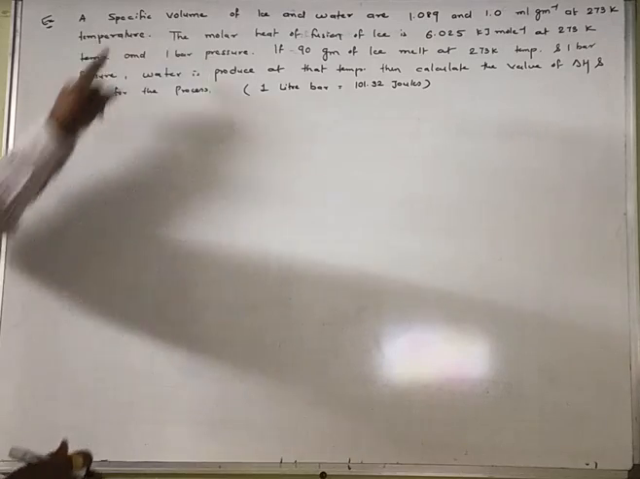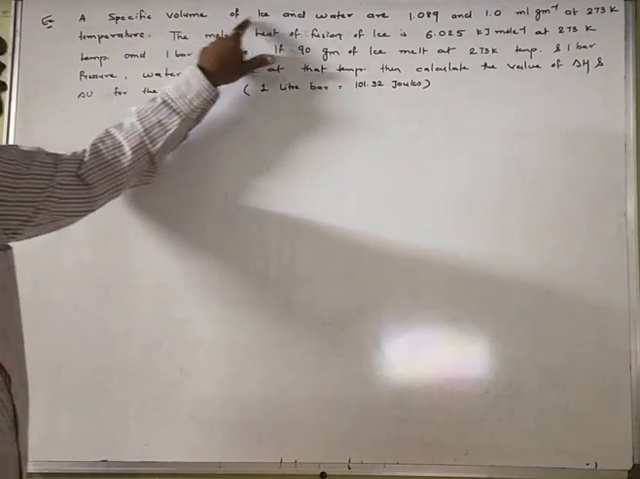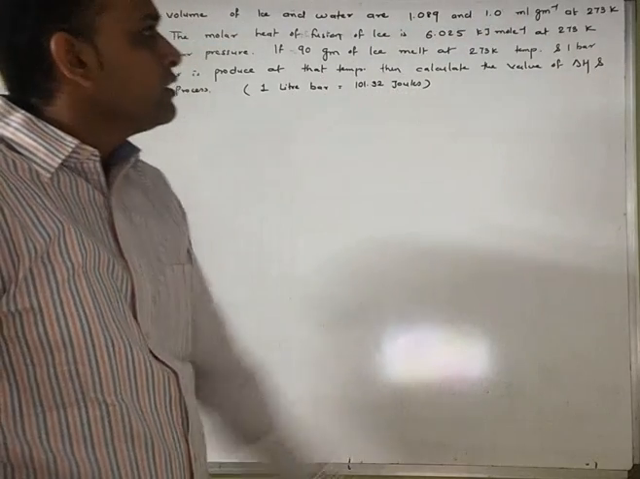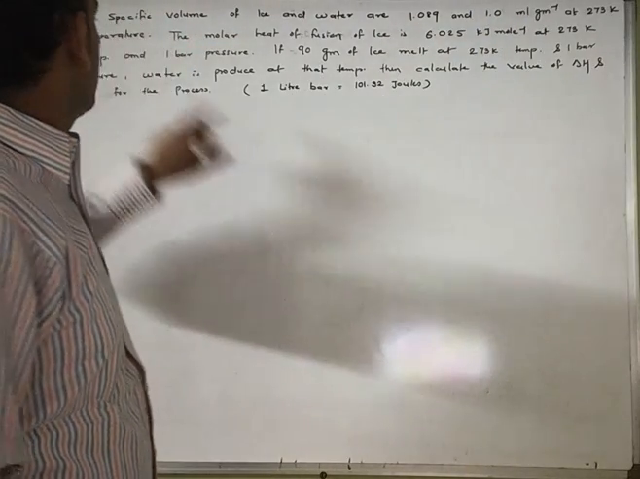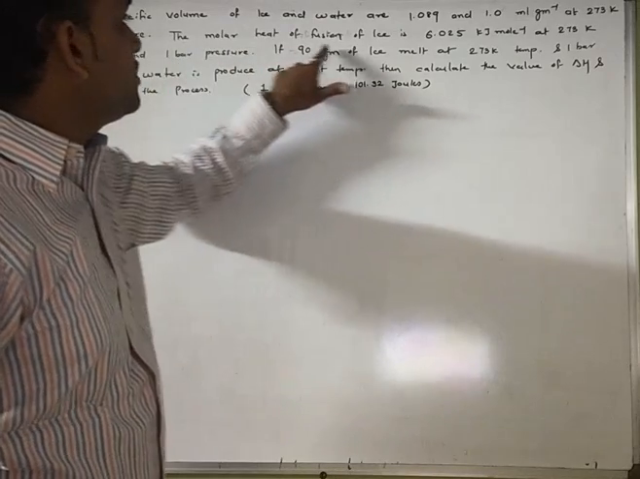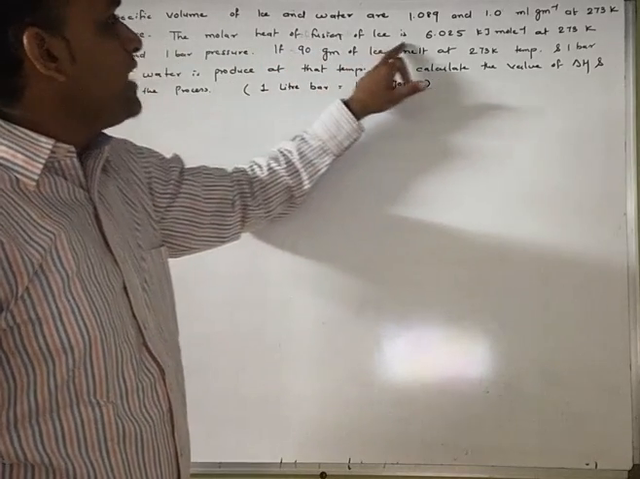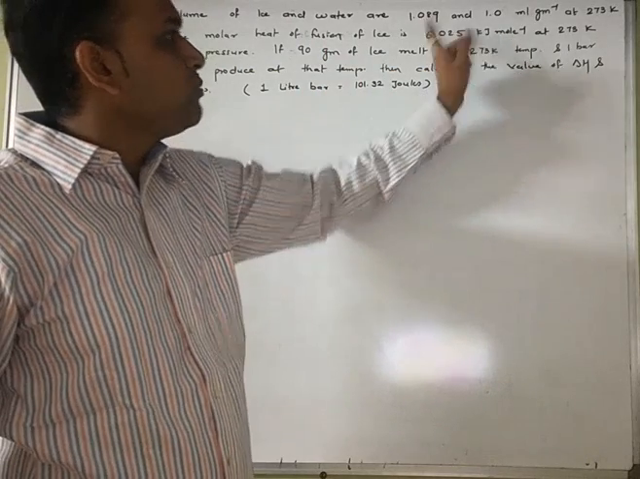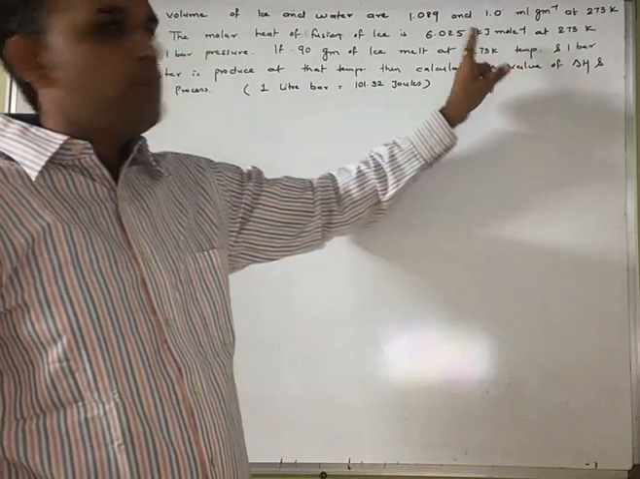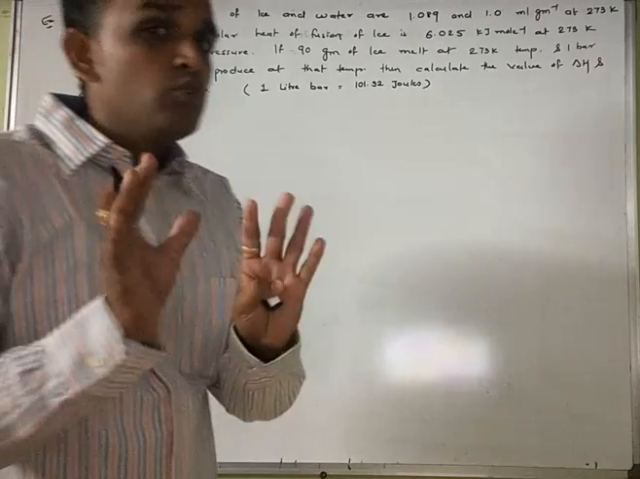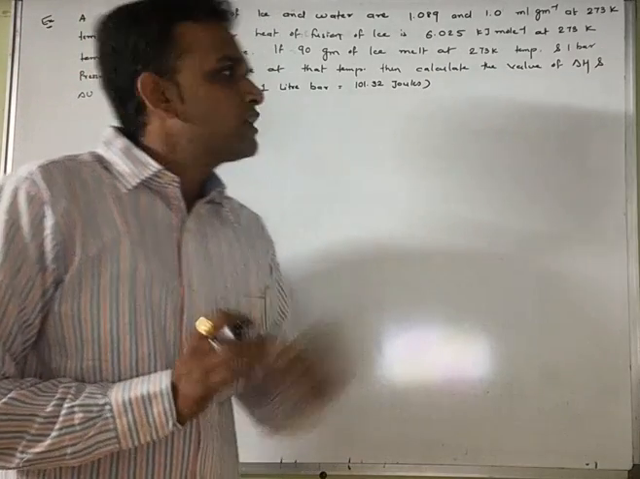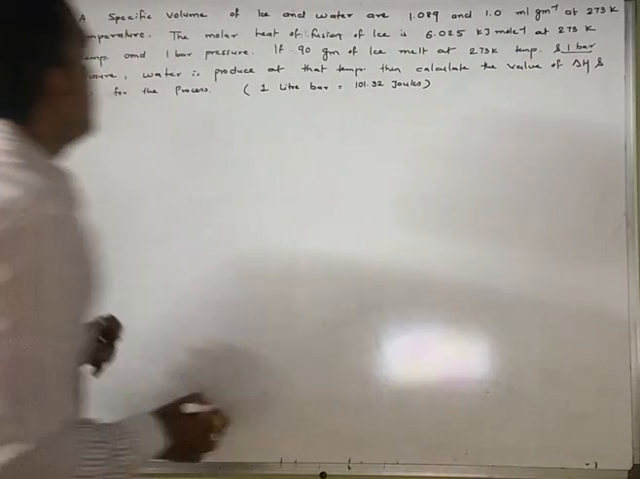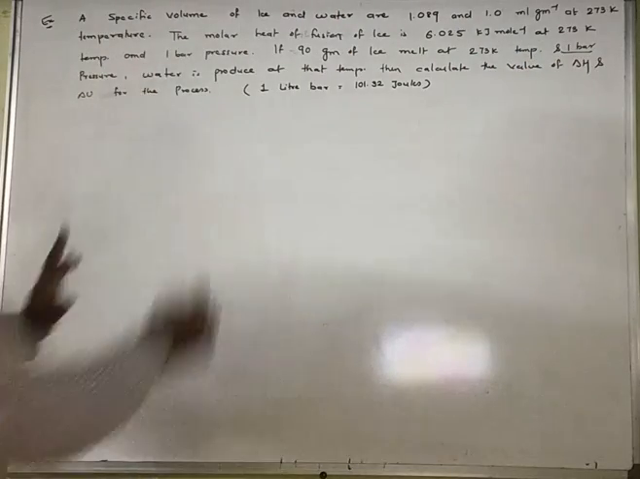First of all, it will be given the specific volume of the ice and water, and the temperature is given as 273 Kelvin. Now here the heat of fusion of ice is this much, per mole. So for 1 mole the heat of fusion is this much. First I have to find out the moles, at a constant pressure, because the pressure is 1 bar here and for the heat of fusion also 1 bar.